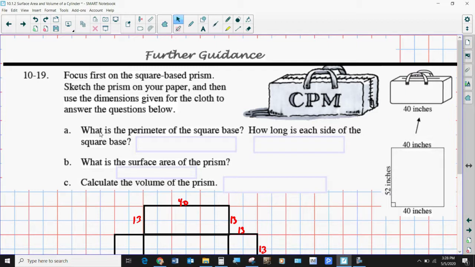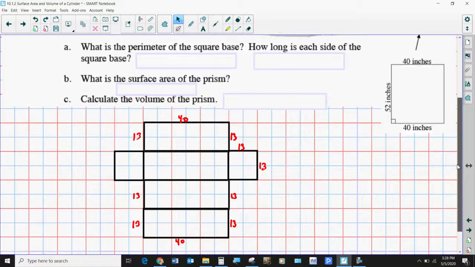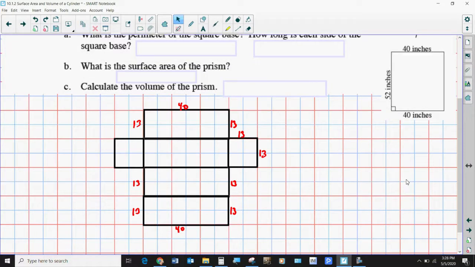Go ahead and pause if you want to take the time to write this into your journal so you've got these measurements. And while you're paused, it might be a good idea for you to write down this net, because we're going to have to find the surface area for part B.